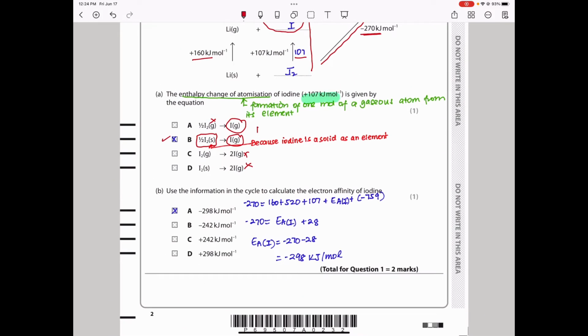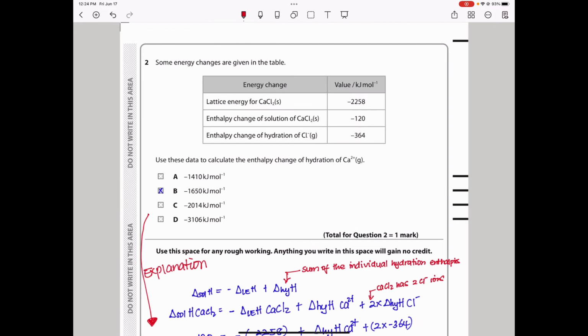So this is what I did here. That is equal to the others basically. And then in the end, I made this the subject, which comes out to be negative 298 kilojoules per mole, which is answer A. So I will go to the next part, which is question 2.